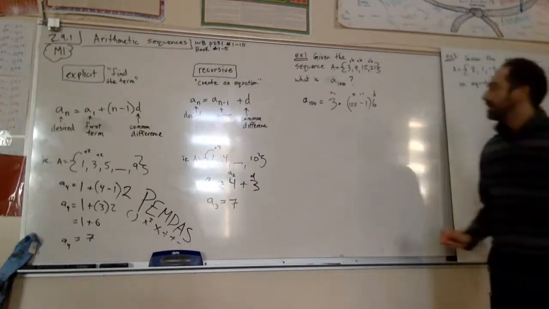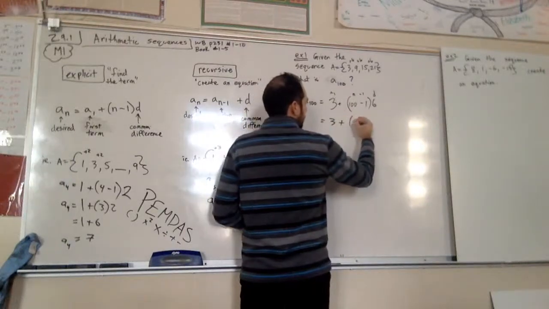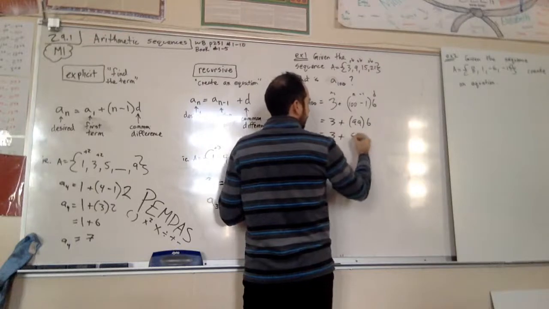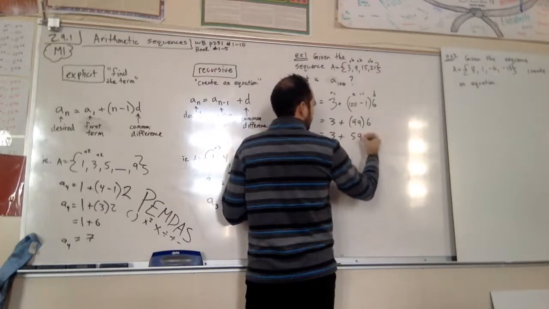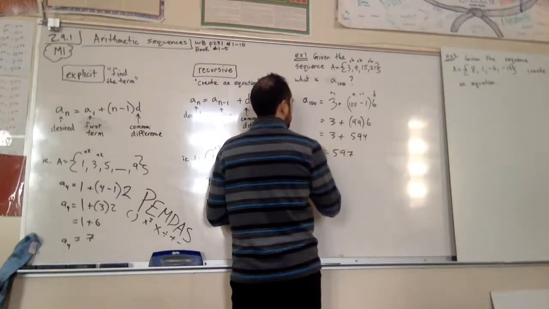Now let's see. The 100th term looks like we're going to get it pretty quick. 3 plus 99 times 6. 3 plus 594. 597. Look how easy that was.